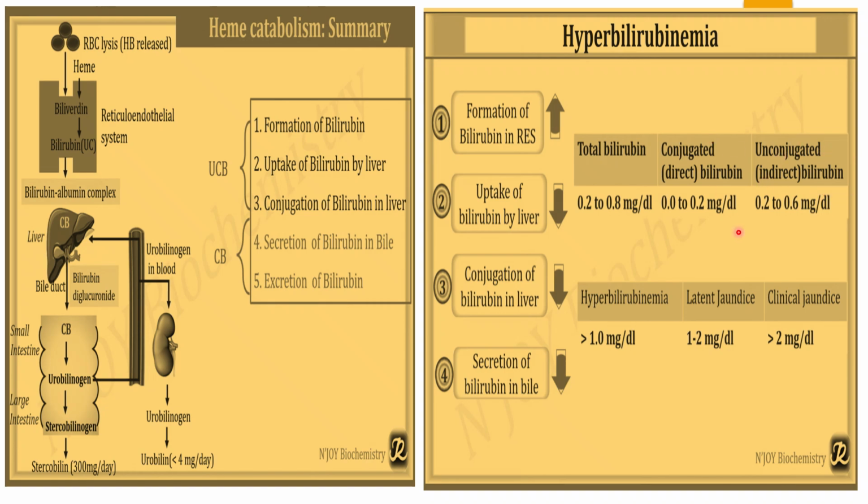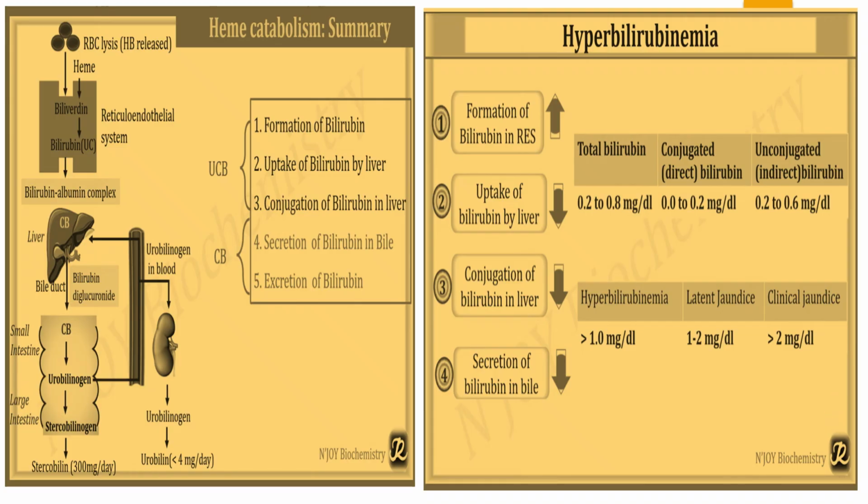Unconjugated bilirubin should be 0.2 to 0.6 milligrams per dl. This is the normal range. In hyperbilirubinemia, the level of bilirubin is more than 1 milligram per dl. In latent jaundice, the level is from 1 to 2 milligrams per dl. And clinical jaundice is associated with a bilirubin concentration of more than 2 milligrams per dl.